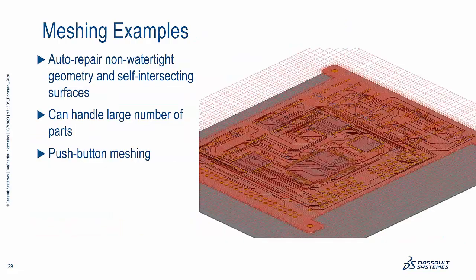Okay, just a couple more words about these capabilities. You see the meshing is similar to the one that you're familiar with: push button, auto repair, non-watertight geometry, self-intersecting surfaces, handles a large number of parts. You've seen that many times in CST.